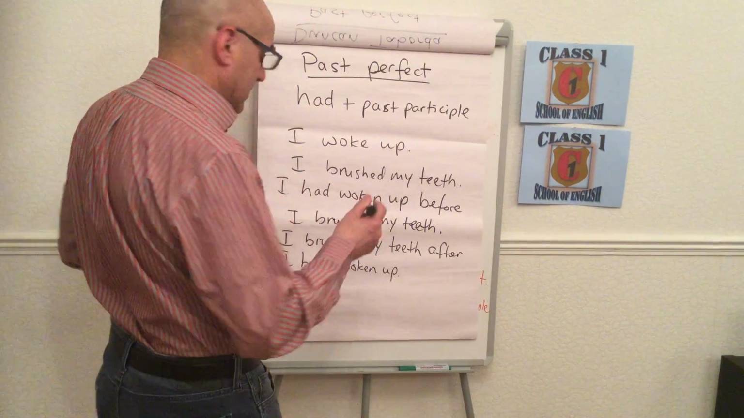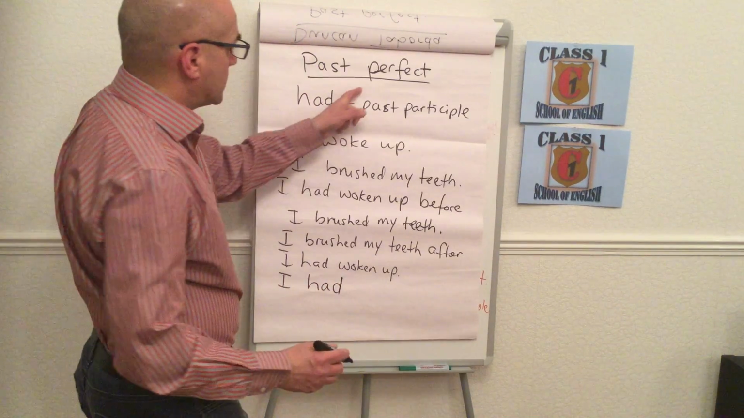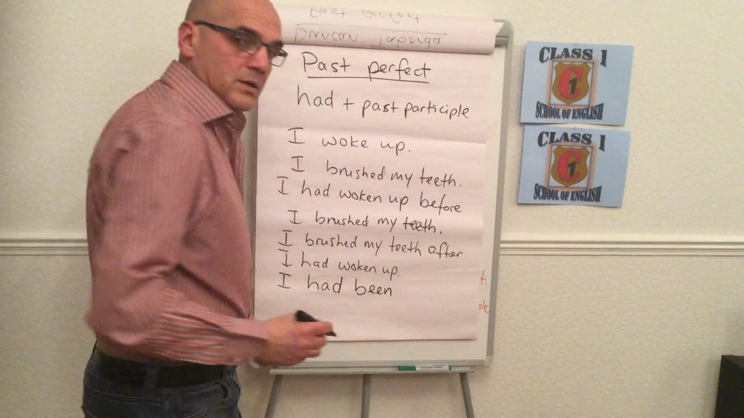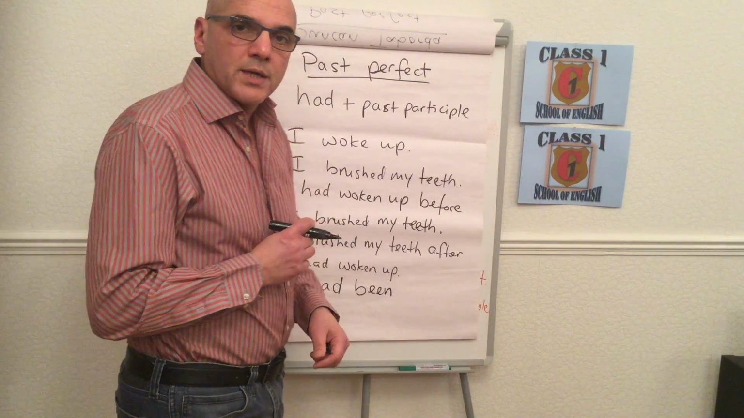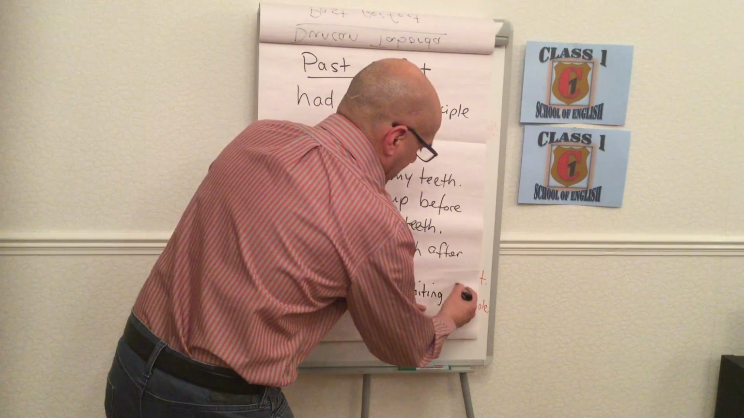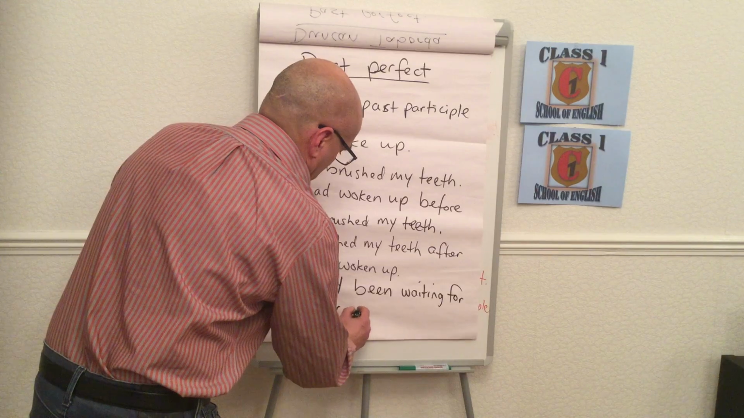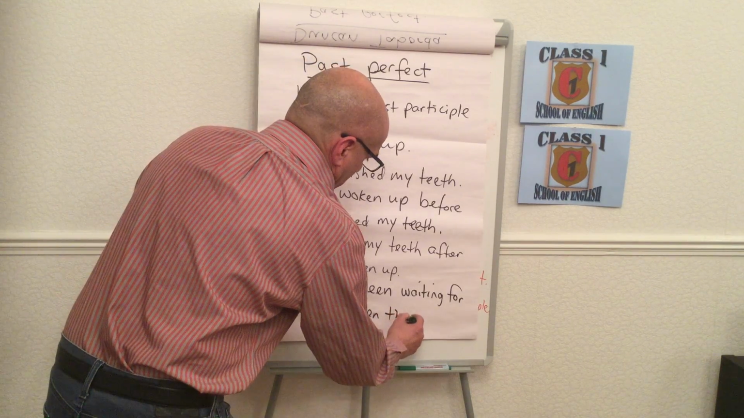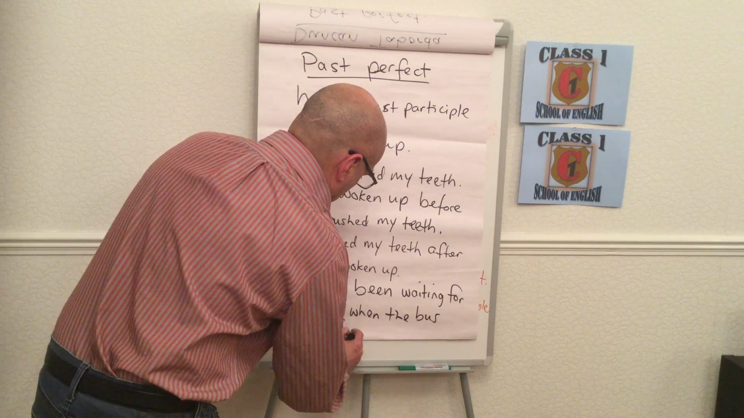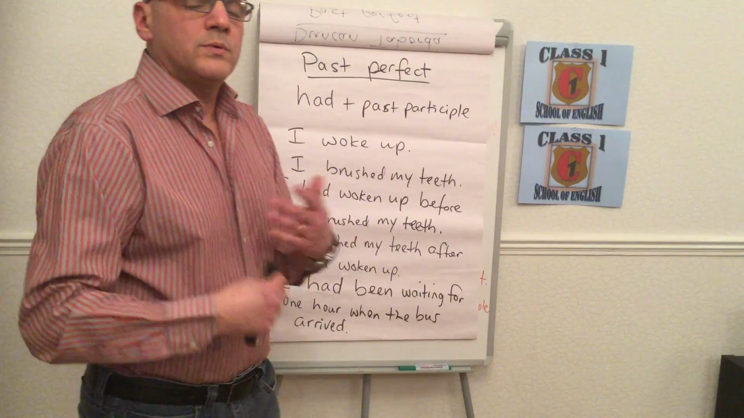So let me show you in a sentence that hopefully you'll understand, okay? So I had, now this is where I put the past participle in. I had been. Okay, now I need an ing word. Okay, so I had been waiting when the bus arrived.